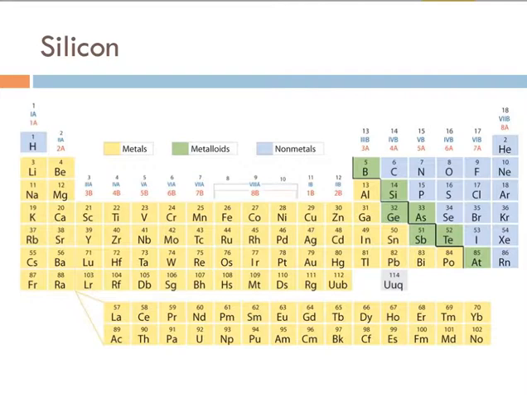All right, so let's take a first look at silicon, located right here on the periodic table. You can see that it's a metalloid. So it has some properties of metals and some properties of nonmetals. That makes this a semiconductor.